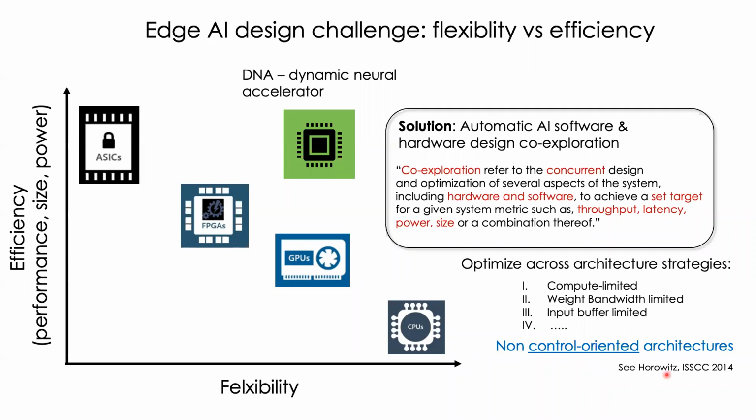And I would recommend referring to the study from Horowitz in 2014 that really details what are these different energy barriers that we have and how we could potentially overcome them. Having such a co-design solution where you can automatically search through the space, you could search through different architectures that are not control-oriented. The reason this is important is deep learning or these kind of neural network architectures are essentially extremely lean from a control perspective, or I would even say there is no control that is required. It's largely the compute, the data flow, and the memory that you have to optimize.